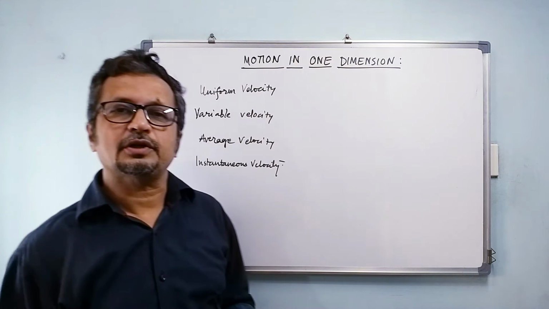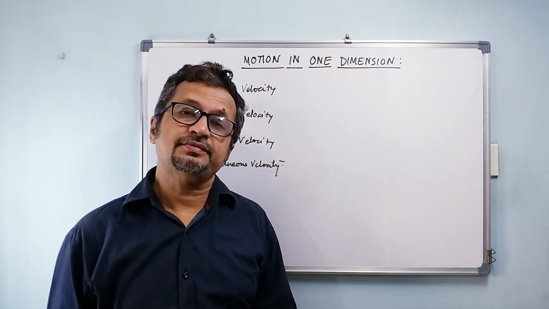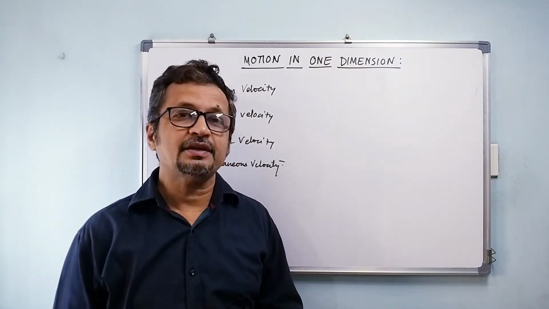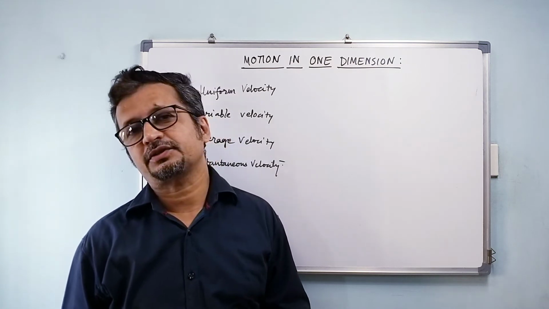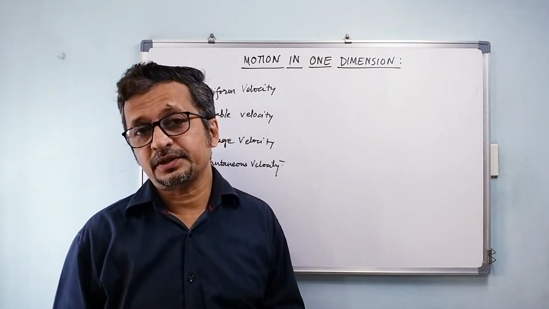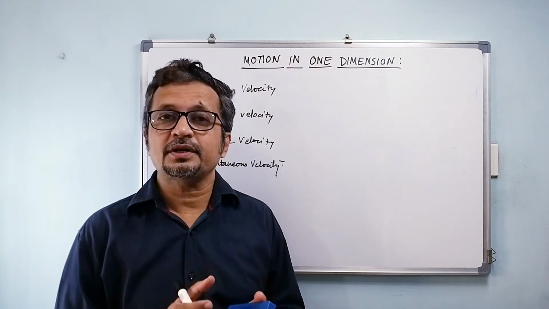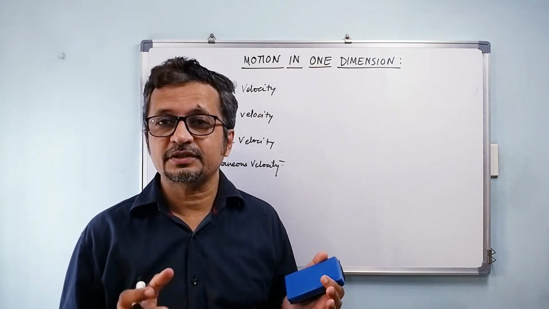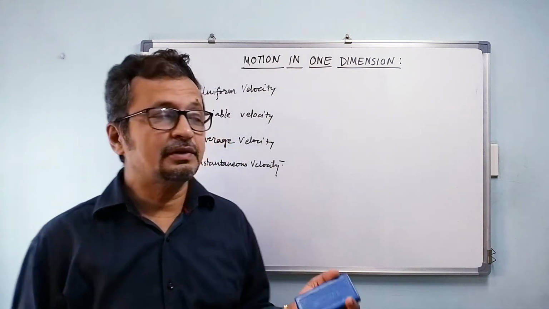Now, uniform velocity. What is uniform velocity? If a body covers equal displacements in equal intervals of time, it is called uniform velocity. If it does not cover equal displacements in equal intervals of time, it is variable velocity.